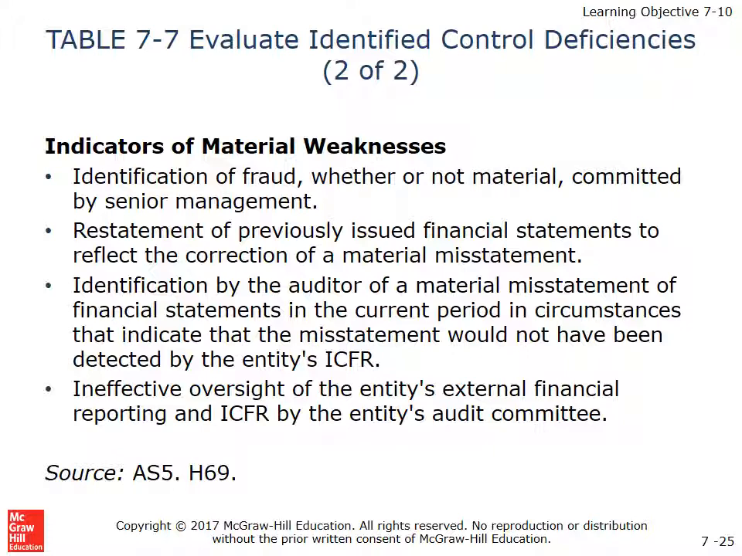There's fraud, identification of fraud, whether or not material, committed by senior management. That's an indicator of material weakness. I think so. Restatement of previously issued financial statements to reflect the correction of a material misstatement. So there's risk of more material misstatement. Identification by the auditor of a material misstatement of financial statements in the current period in circumstances that indicate the misstatement would not have been detected by the entity's internal control. So internal control would not have found that. And ineffective oversight by the entity's external financial reporting and by the entity's audit committee. So these kinds of circumstances will indicate material weakness, and this is stuff that must be reported to the public.